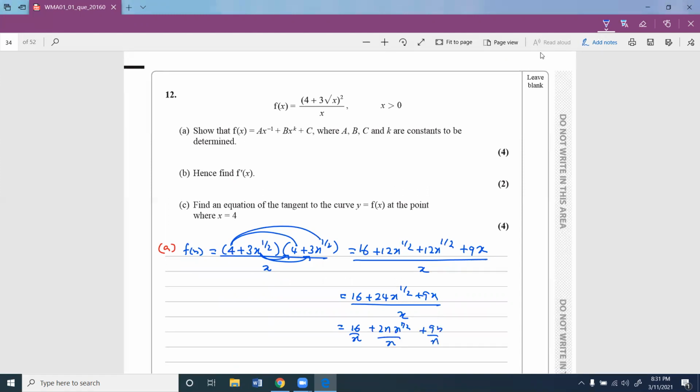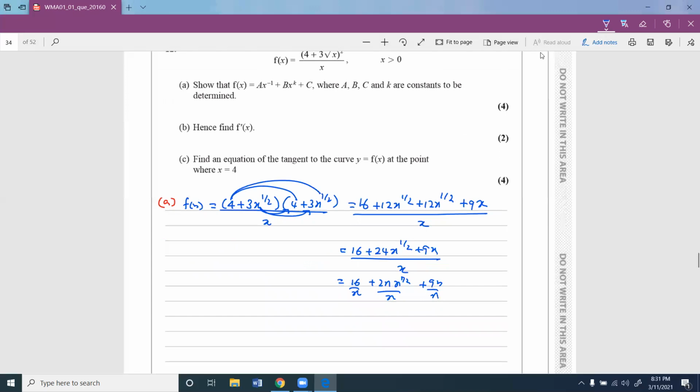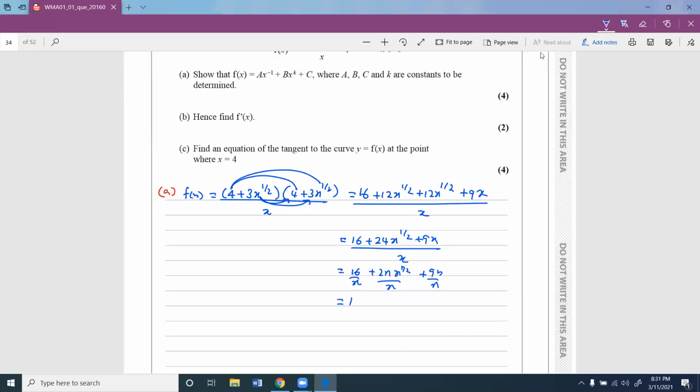So your final answer becomes this way. It turns out to be 16x to the power minus 1 plus 24x to the power half minus 1, which is minus half, plus 9. That would be the answer for that. Then part B: hence find f dash x.